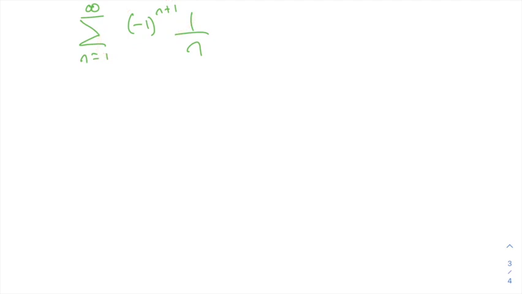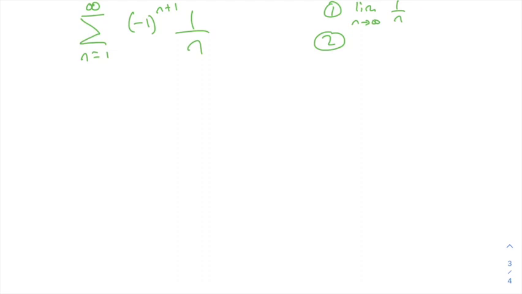So I see it's an alternating series, so that's a check in my head. So now I know I need to do 2 tests. I need to do the nth term test. So the limit as n goes to infinity of the non-alternating part, and that equals 0. And okay, so that means that it's probably converging. The other test is to show that every term is less than or equal to the term before it. Well, let's see if we can figure that out.